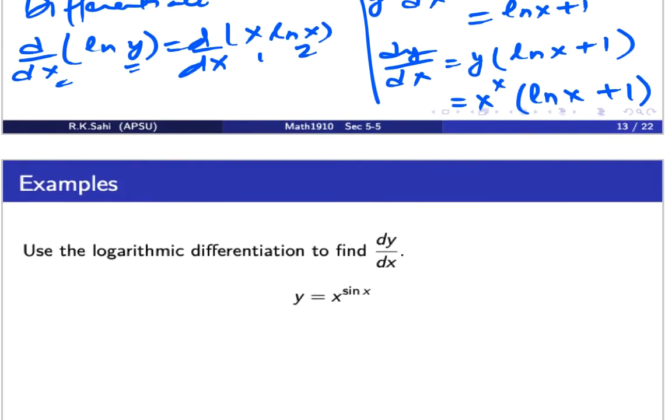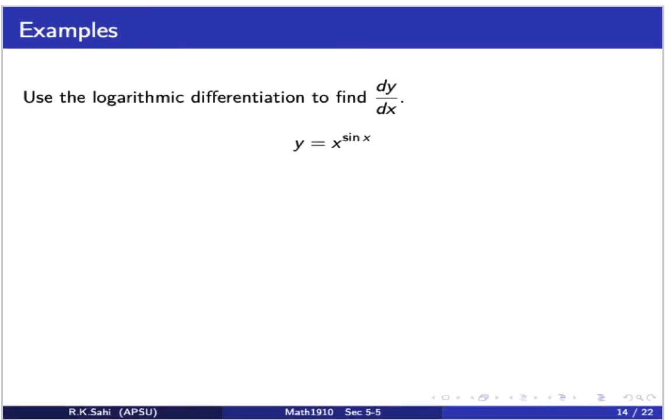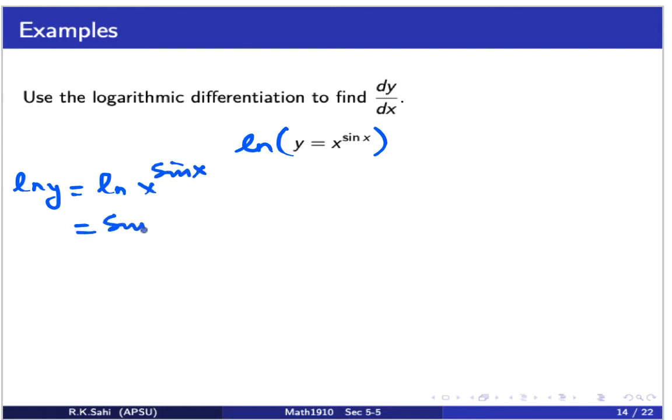Let's do another logarithmic differentiation. Now here is y equals x to the power sine x. So we're going to take natural logs on the whole equation. We get natural log of y is natural log of x to the power sine x. Or we can rewrite it as sine x times natural log of x. Now we're going to differentiate the above equation.